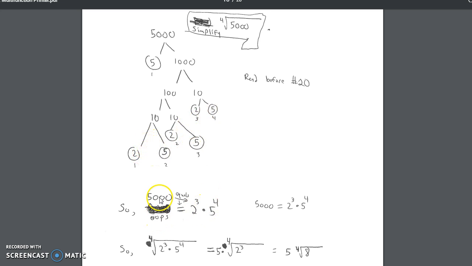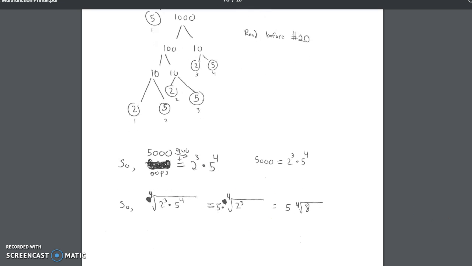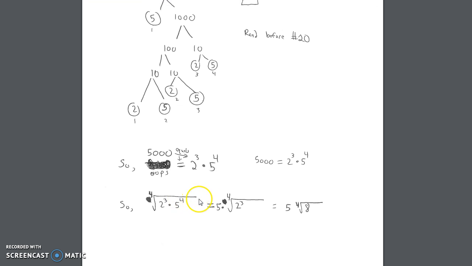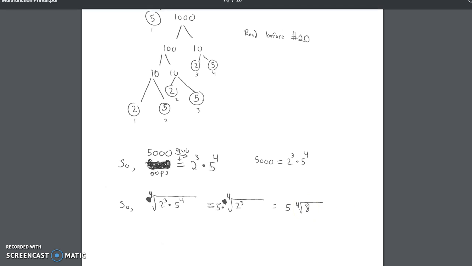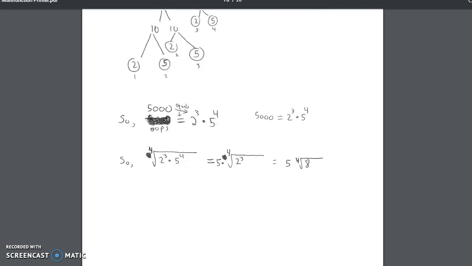I kind of made a typo right here. But anyway, I prime factored 5,000. And I wanted to do the 4th root of 5,000, and I kept making typographical errors. But that's the 4th root of 2 cubed times 5 to the 4th. We take things out by the quartuplets. So that 5 to the 4th comes out as a single 5. And we're left with 5 times the 4th root of 2 cubed. 2 cubed is 8. Okay. 2 times 2 times 2 is 8.